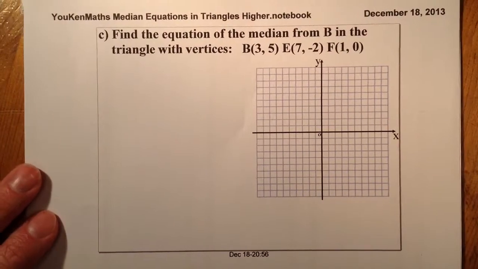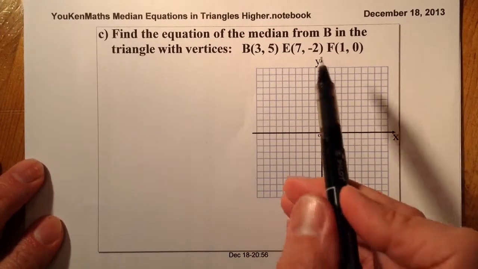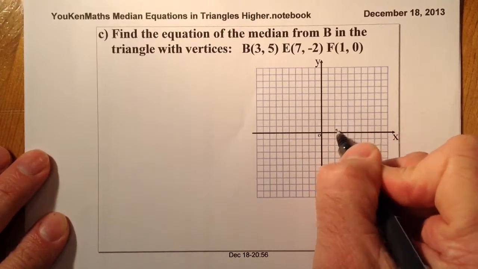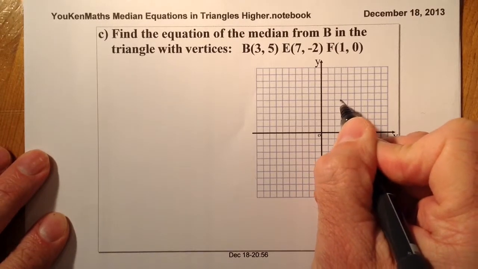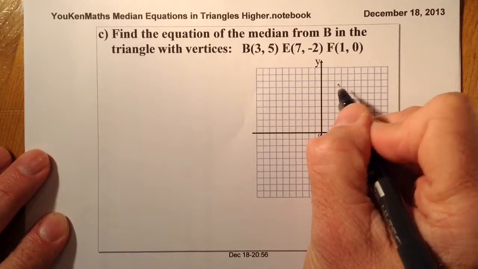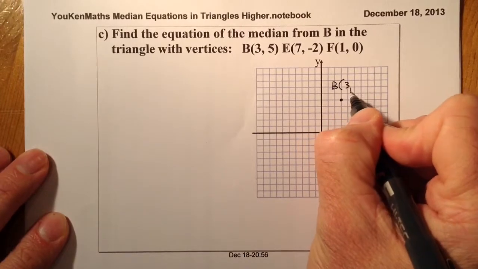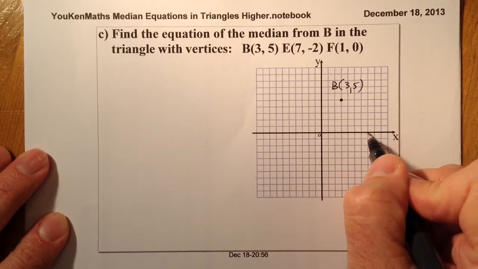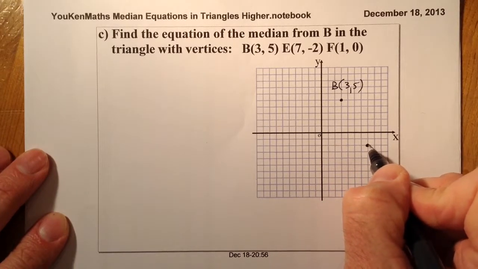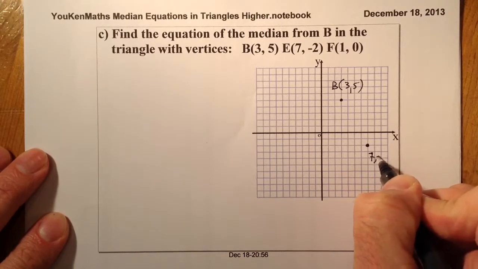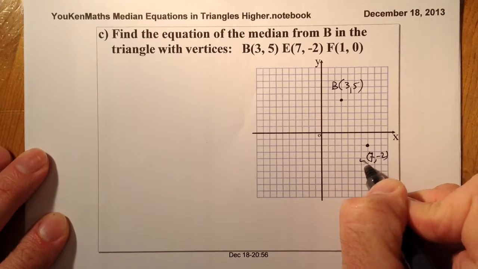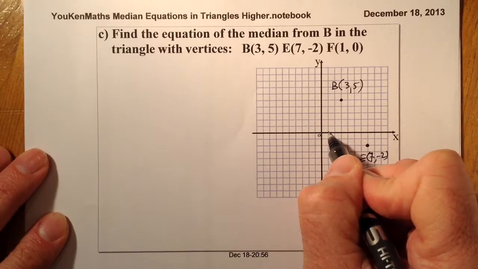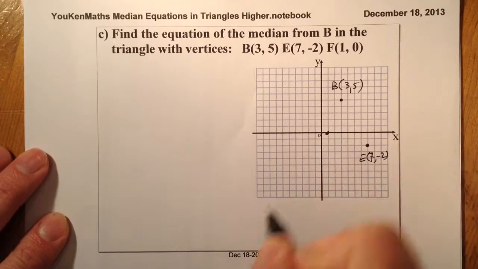Right, what we have is a triangle, again, and it's a median coming from B. I'm going to plot the points, so I've got 3, 5, so that'll be 3 along and 5 up. Okay, that there is the point B, 3, 5. I've got the point E, which is 7, minus 2, it should be there, and that there was the point E, and point F, which is 1, 0, so 1, 0 would be sitting there on the axis.